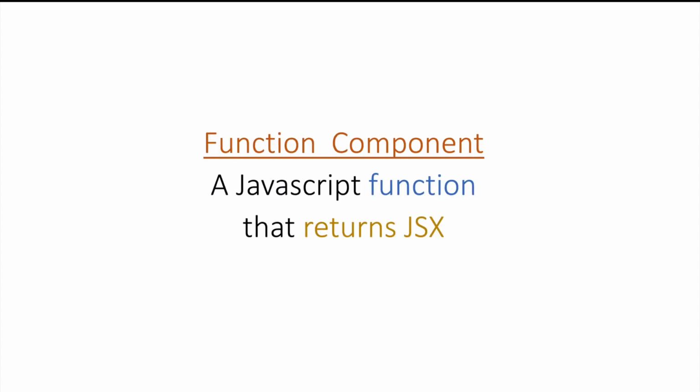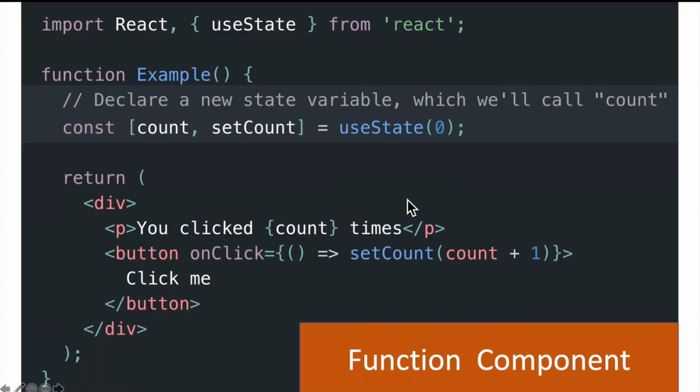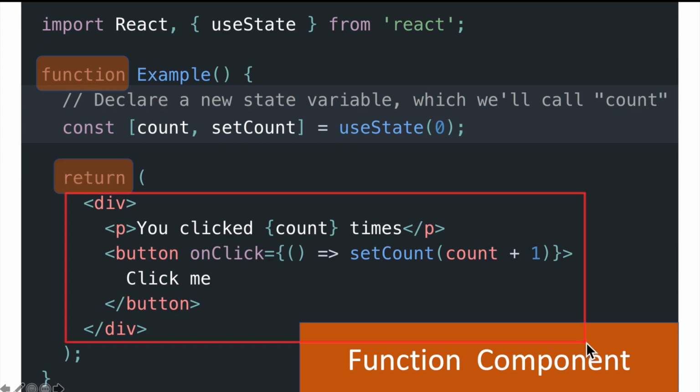What is a function component? A function component is a JavaScript function that returns JSX. Let's look at an example. Here we have a function component and you can see that example is just a function and we are returning some JSX over here. So example is a simple function which is returning some JSX.